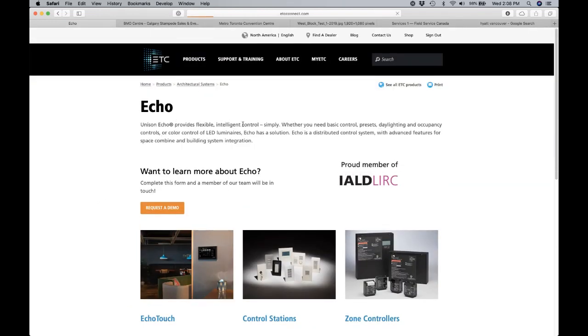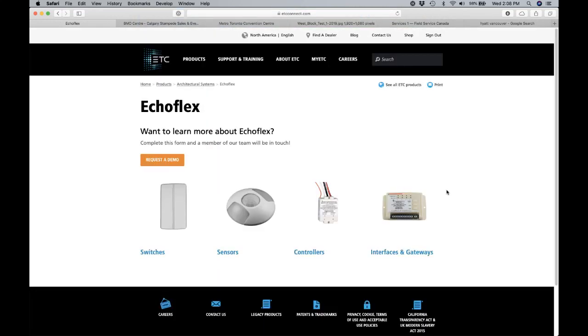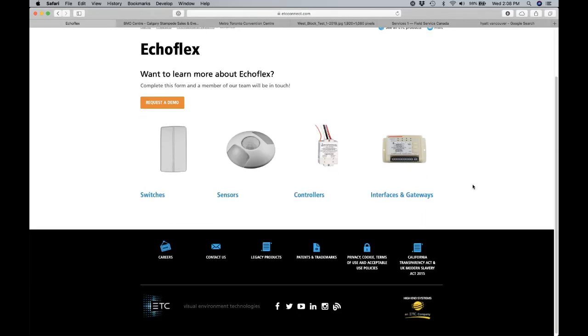Let's see, we'll go back to architectural. That's followed up with EchoFlex. We talked earlier about EchoFlex controls. The EchoFlex controls are actually manufactured at ETC in Wisconsin. And ETC actually owns a Canadian company called EchoFlex in Squamish, BC, where they distribute these products in a very, very wide demographic of market channels of product solutions here. So they have quite a number of switches, sensors, controls, and interface gateways.